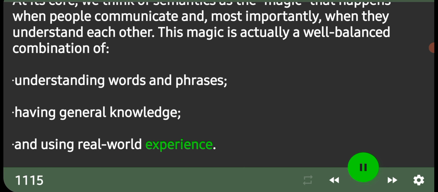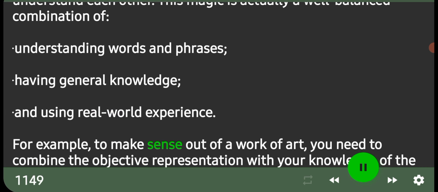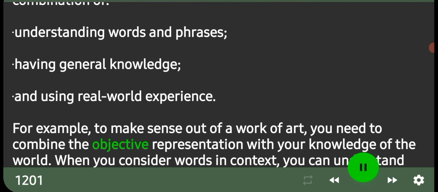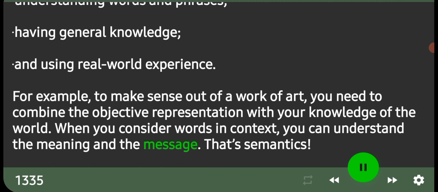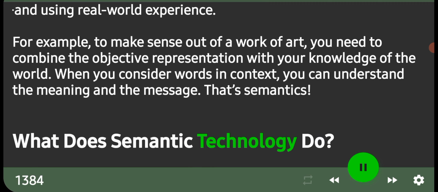This magic is actually a well-balanced combination of understanding words and phrases, having general knowledge, and using real-world experience. For example, to make sense out of a work of art, you need to combine the objective representation with your knowledge of the world. When you consider words in context, you can understand the meaning and the message. That's semantics.